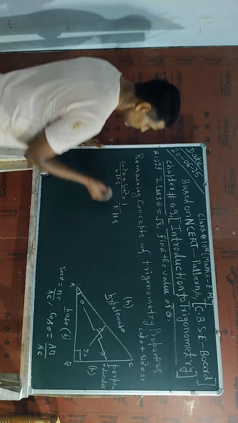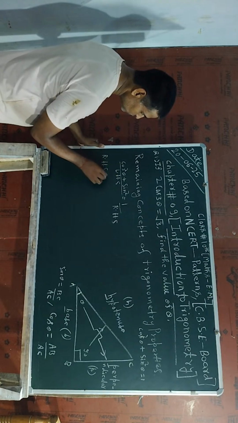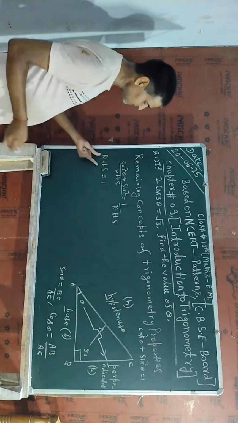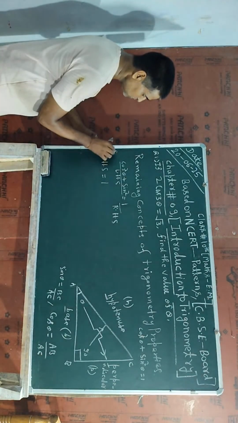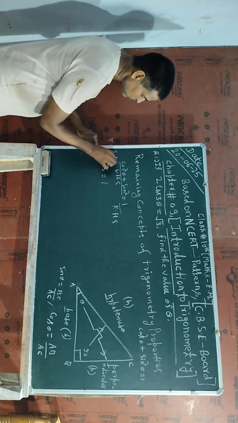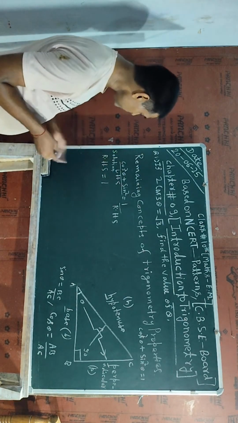Okay, now here I am going to take the right hand side. From the right hand side I will show the left hand side, because here the right hand side is equal to 1. Now this is the question, and I am going to give you the solution here. Solution, because any question starts with solution. So first of all you have to write solution.